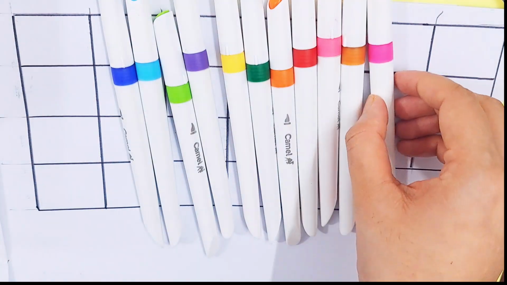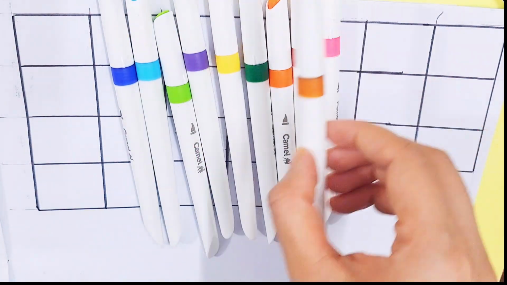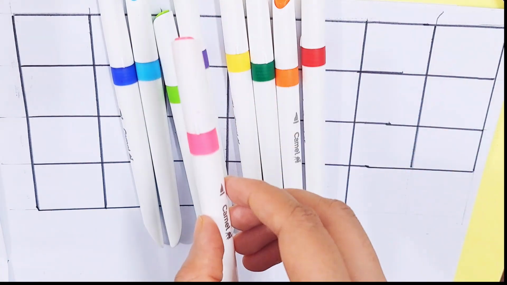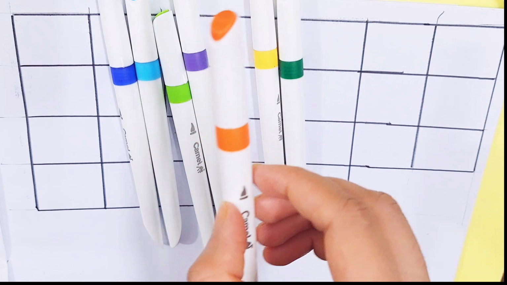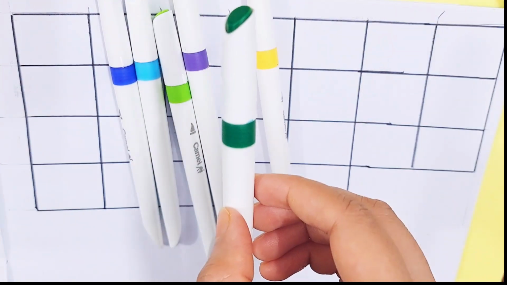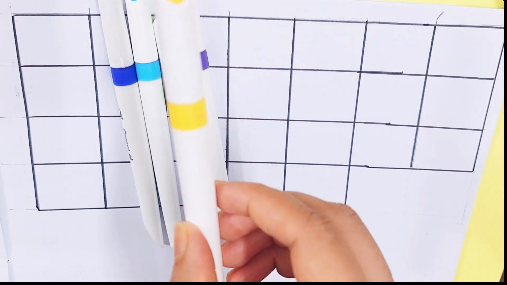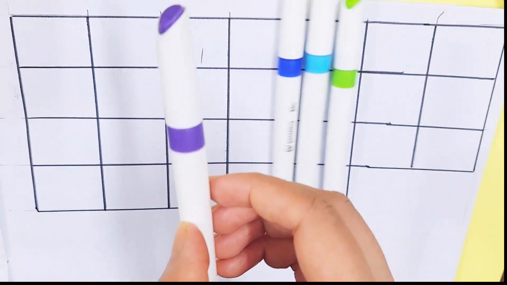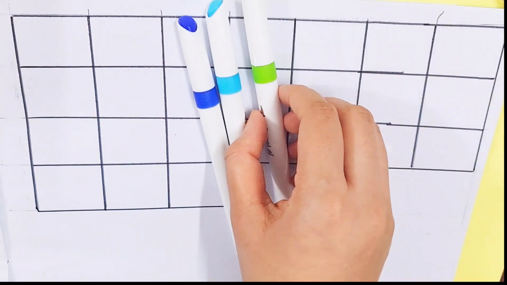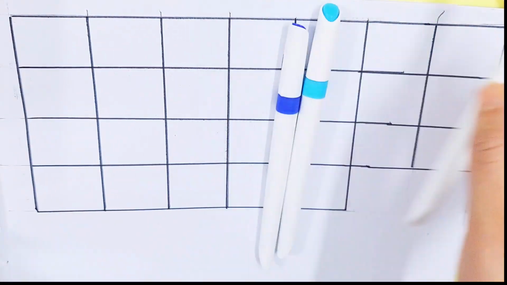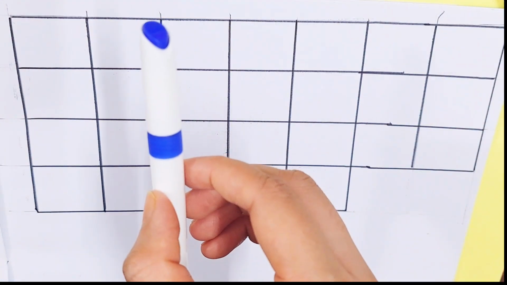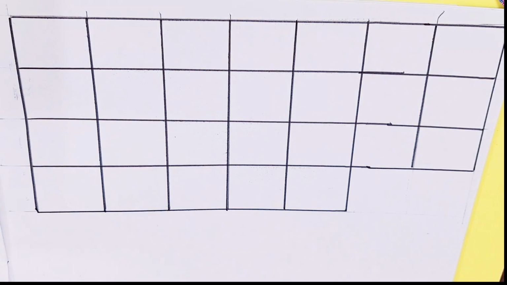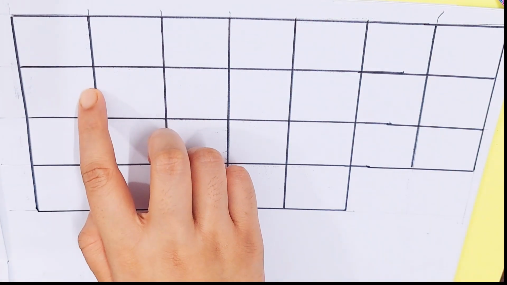Black color, purple color, brown color, pink color, red color, orange color, green color, yellow color, violet color, light green color, sky blue color, dark blue color. Let's try to draw some alphabets.